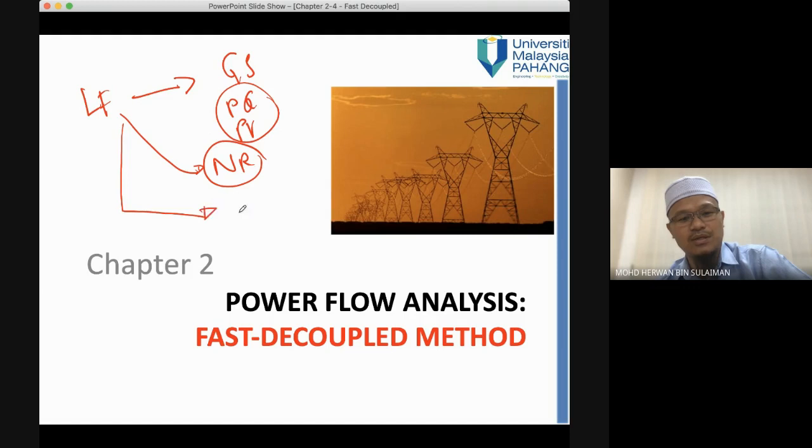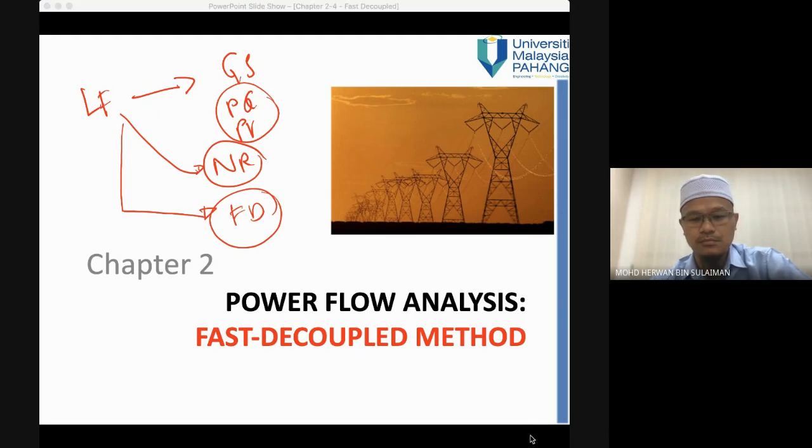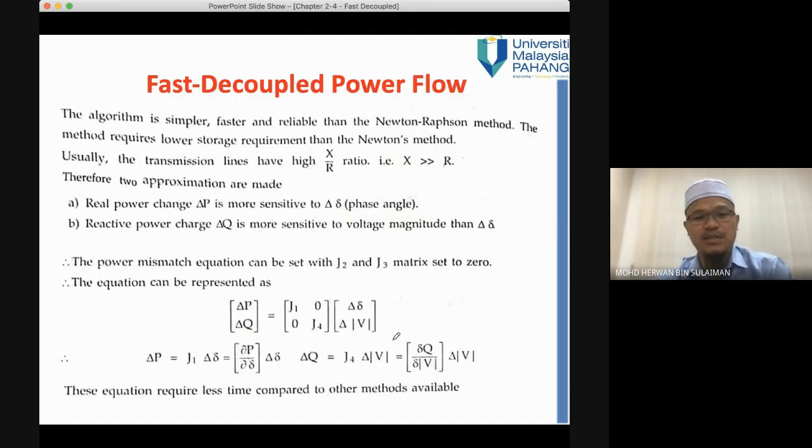Okay, today kita akan tengok fast decouple. Okay, fast decouple basically dia adalah version Newton Raphson yang simpler. Because Newton Raphson is quite complicated, right? You need to construct the Jacobian each iteration.